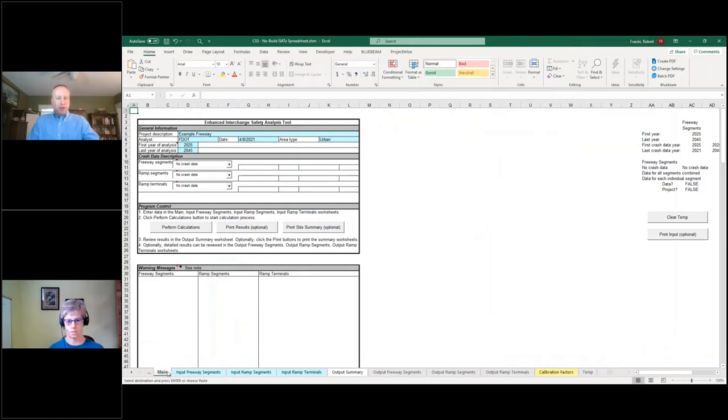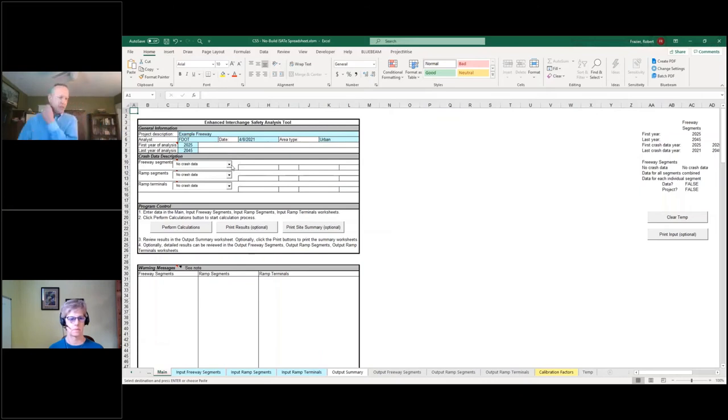It opens to the main tab, far left, where you enter some information here. And if you've never used ISAT-E, I will just tell you that the year's really important. And then this no crash data, if you're not using EB, you definitely want to check that to no crash data. Lots of people run into all kinds of problems.